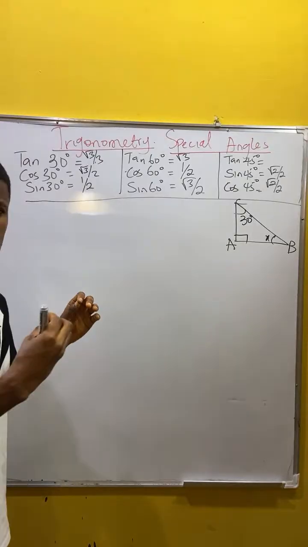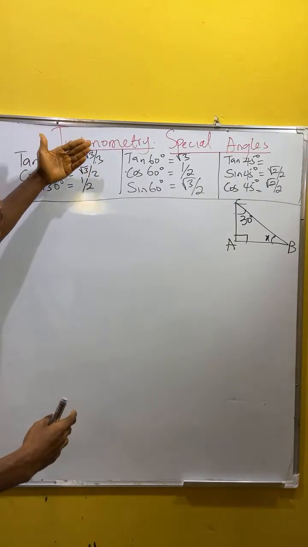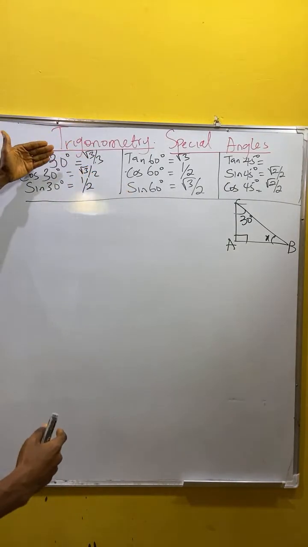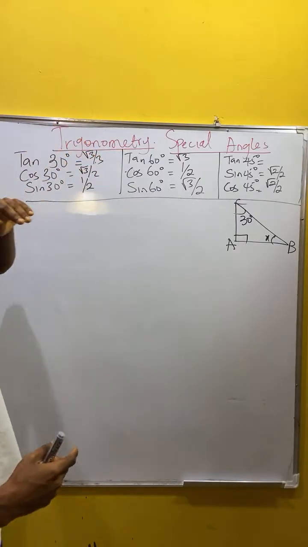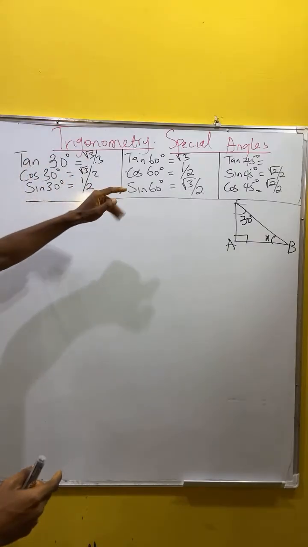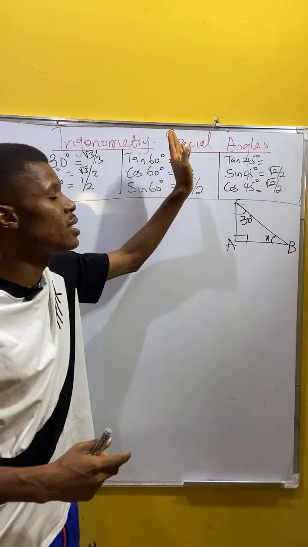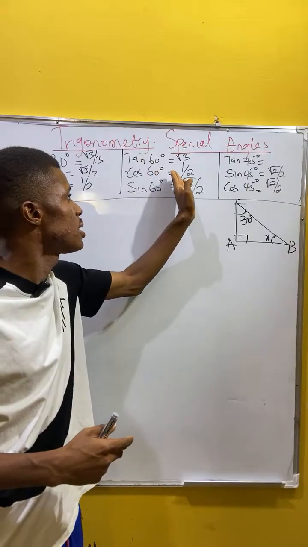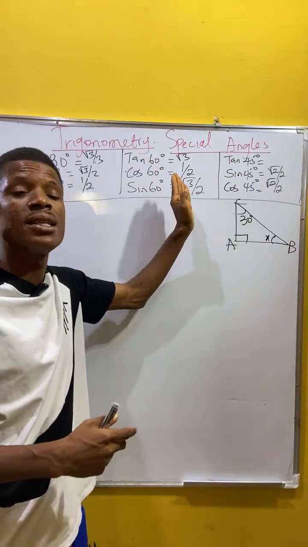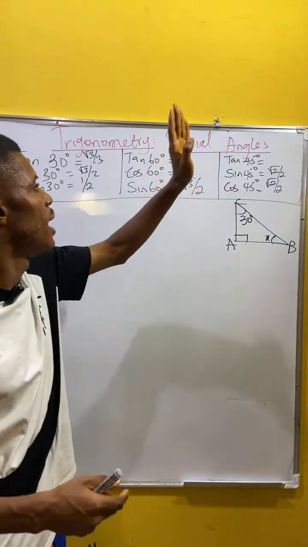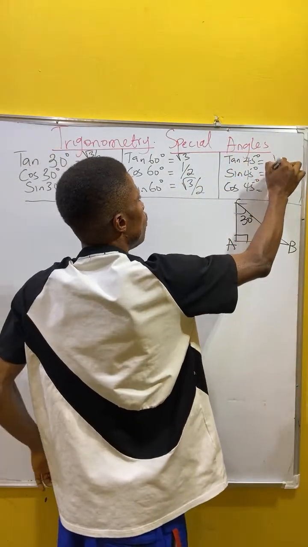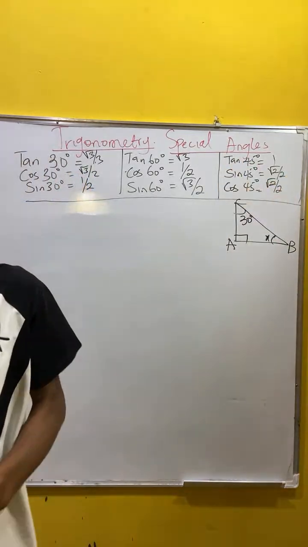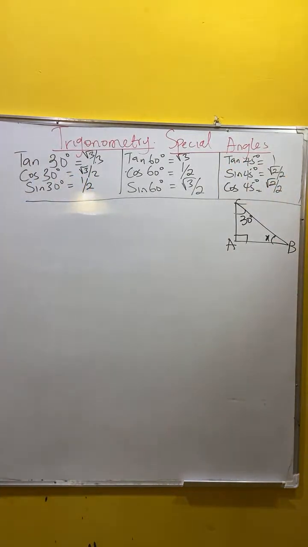In trigonometry, we are trying to find one of the missing sides of the triangle. Due to time, I listed out the values for each angle. Tan 30 is root 3 over 3, cos 30 is root 3 over 2, sine 30 is 1 over 2, tan 60 is root 3, cos 60 is half, sine 60 is root 3 over 2, then tan 45 is 1, then sine 45, and so on. So these are the special angles that we have.